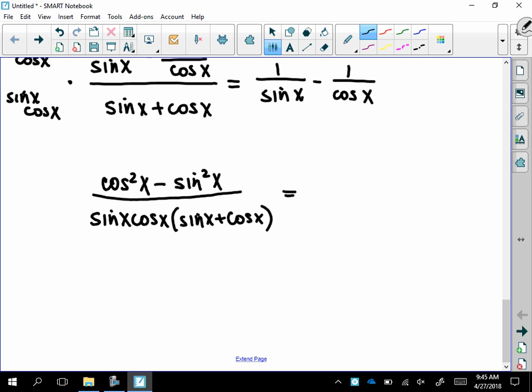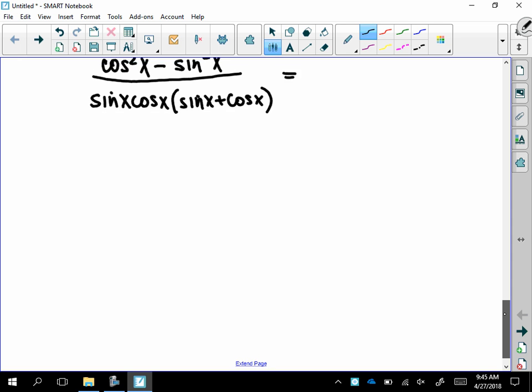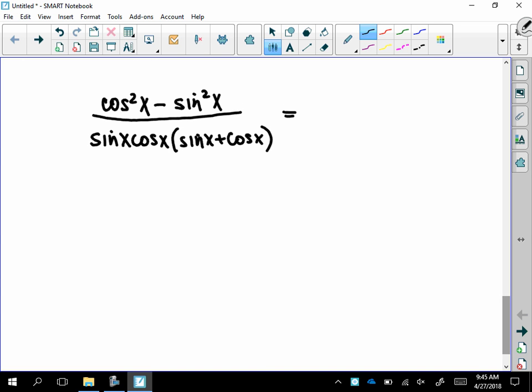All right, the numerator is the difference of perfect squares. Now be careful, the numerator is not 1. It has to be cosine squared plus sine squared to be 1. Sometimes students see that and say, oh, well, it's -1. No, it's not -1. It's got to be sine squared plus cosine squared equals 1. That's the identity.